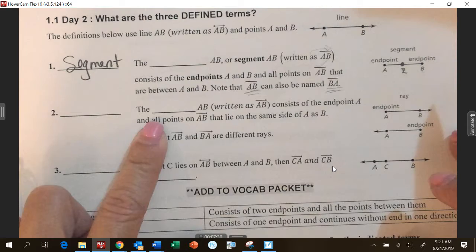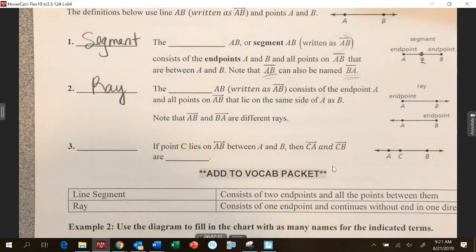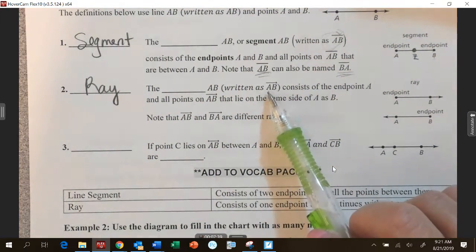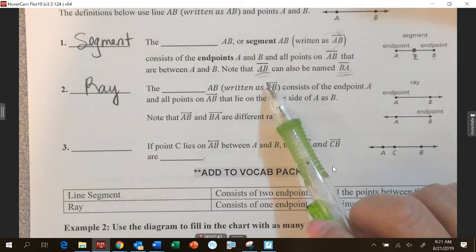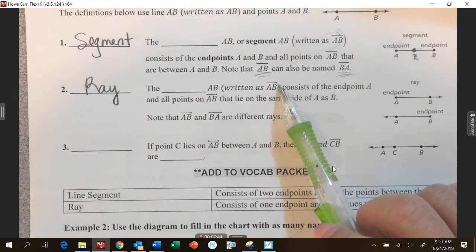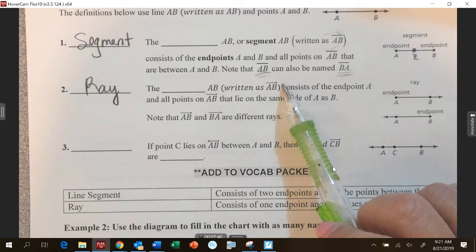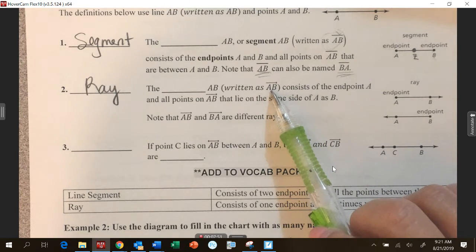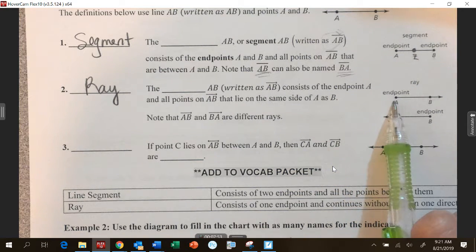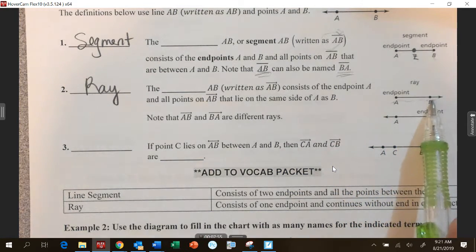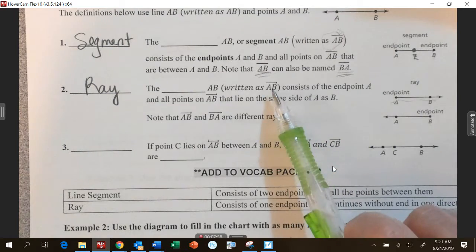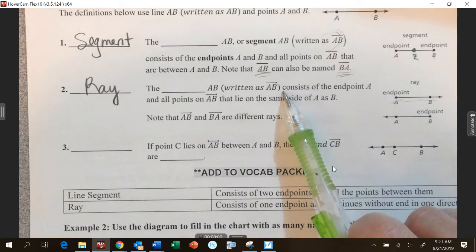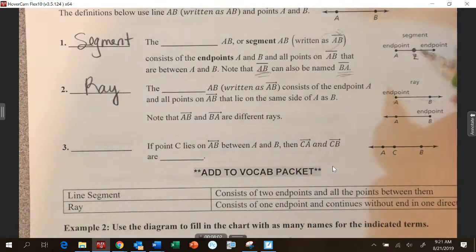The next one is a ray. The ray AB, and then we can write it as AB with a little ray drawn above that. So it has one arrow. That is telling me, when I look at AB, that the endpoint is at A, and then it passes through B. That's what the order of A then B tells me. We write the endpoint first.